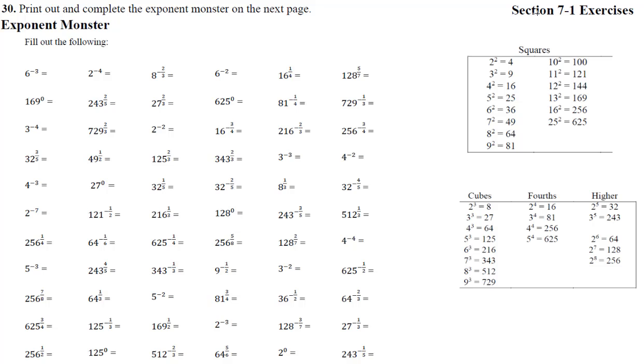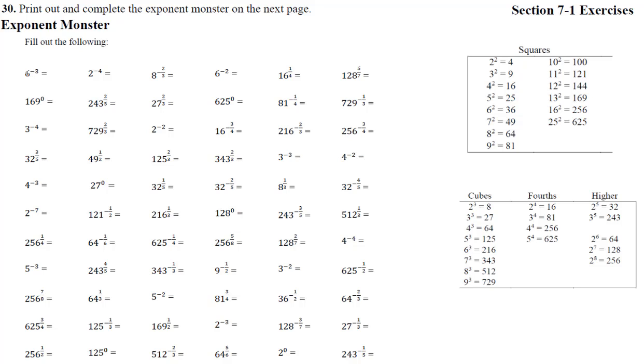Here we are in section 7-1 exercises, number 30. It says print out and complete the exponent monster on the next page. Here's the exponent monster. It says fill out the following, and it looks daunting. But over here we have the little cheat codes that give us the perfect cubes, fourths, fifths, sixths, sevenths, eighths for the number 2, and the perfect squares that we're going to need. We'll reference those as necessary.